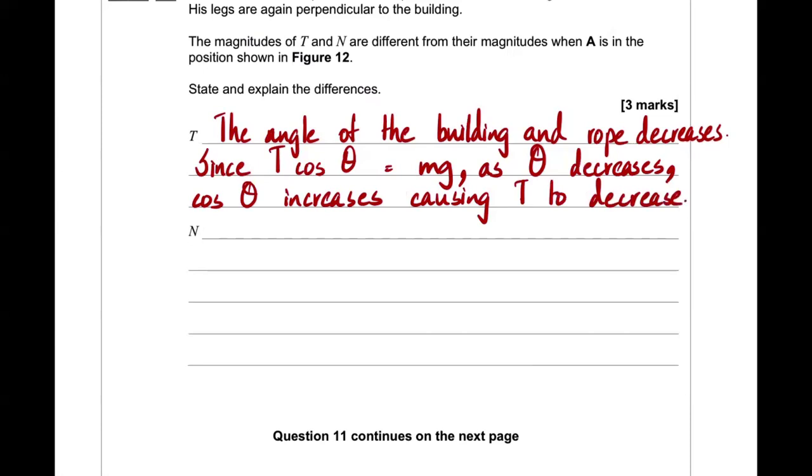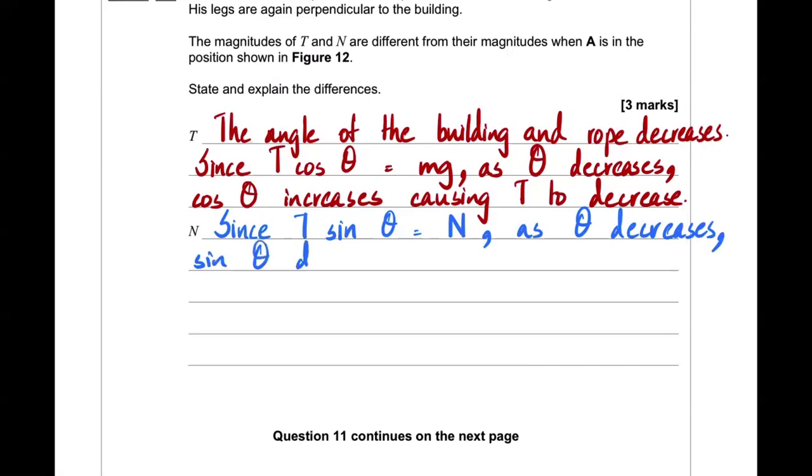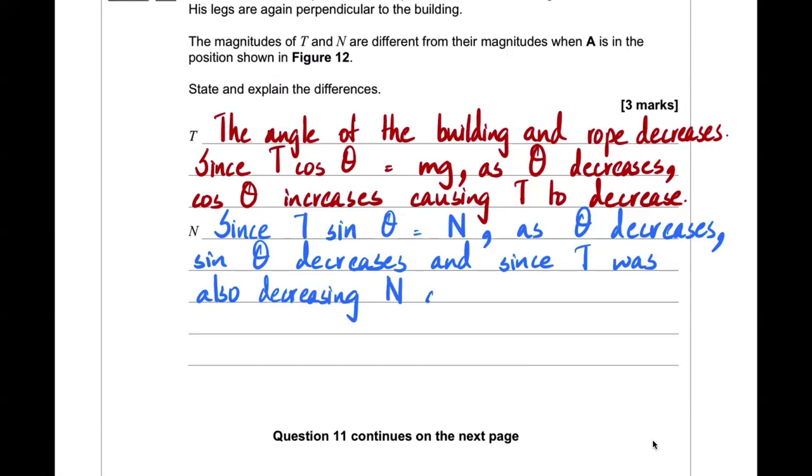Next for n, what we'll say is that since T sine theta equals n, as theta decreases, sine theta also decreases, and since T was also decreasing, n decreases. All right.